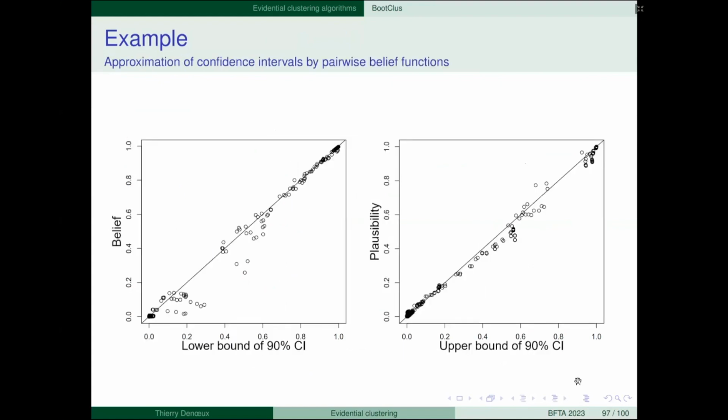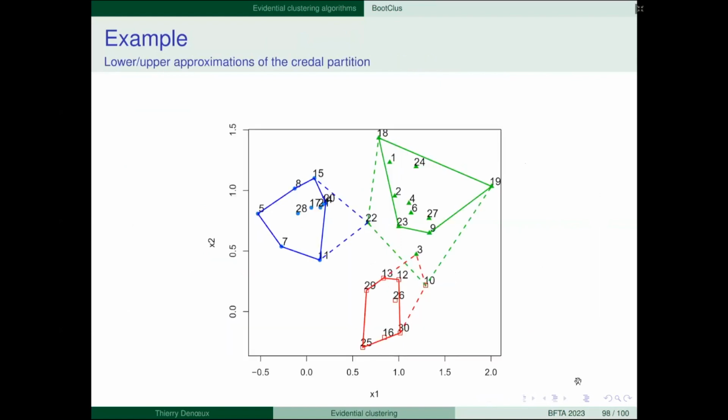So here we plot, after training the algorithm, the degrees of belief versus the lower bounds of the confidence interval, and the degrees of plausibility versus the upper bounds, and we see that the approximation is quite good. The degrees of belief are actually often smaller than the lower bounds, which is good because it means our interval will be conservative. And here we see the lower and upper approximation of the Credal partition. So here we use model-based clustering, a statistical technique, but we use the additional flexibility of a Credal partition to represent second-order uncertainty in the model.